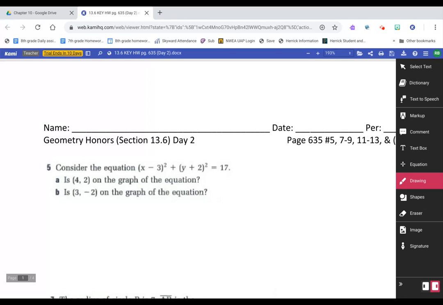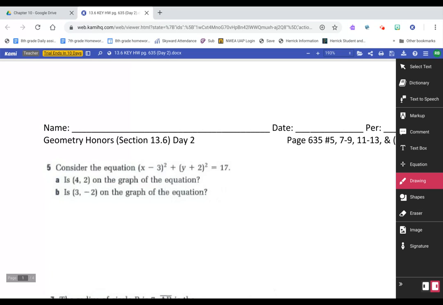All you need to know is that you have this equation, (x - 3)² + (y + 2)² = 17. And they're asking in part A and B if those points are on the graph, meaning are they on the circle? So you have an x and a y coordinate. You literally just plug those into x and y. And does the left side equal 17? If it does, then it's on the graph. If it doesn't, it's not on the graph.